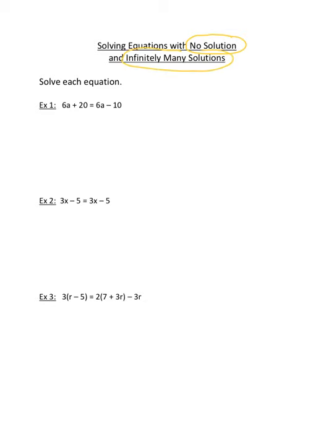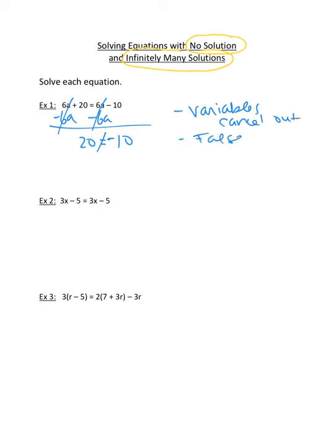So if you look at the first example, what you're going to see when you solve these is, if you try to gather your variables onto one side, your variables have canceled out and you're left with two numbers that are not equal to each other. Not equal. You're left with a false statement. So you're left with no variables. The variables have canceled out, and you're left with a false statement. And when that happens, that's an indication that there's no answer to the problem. There is no solution. That's your final answer.